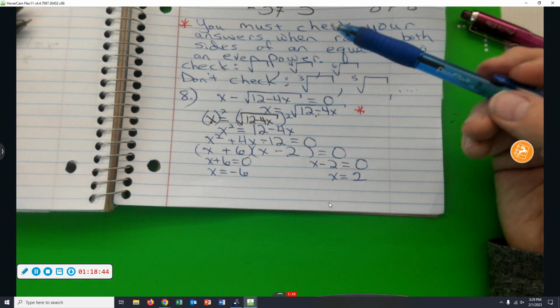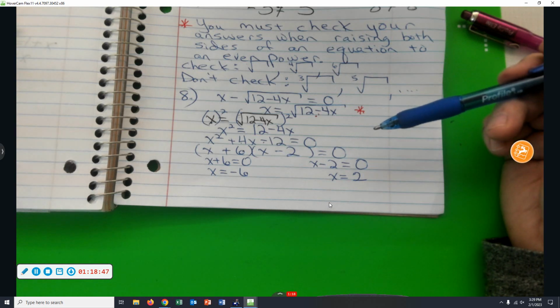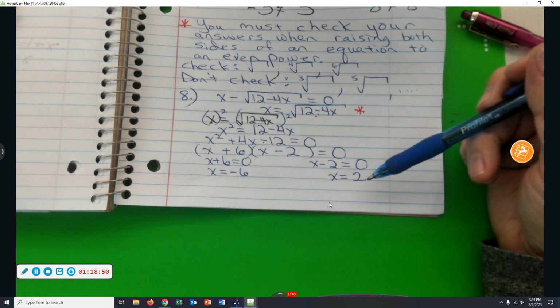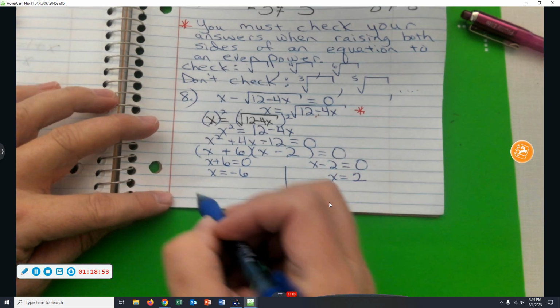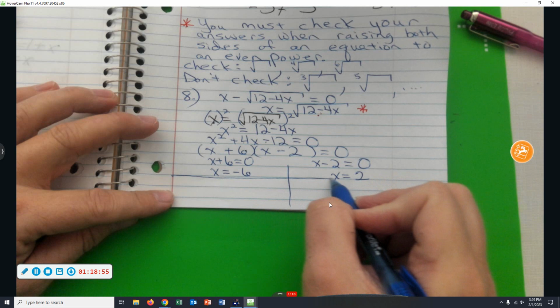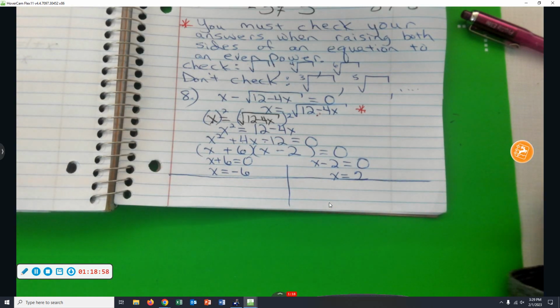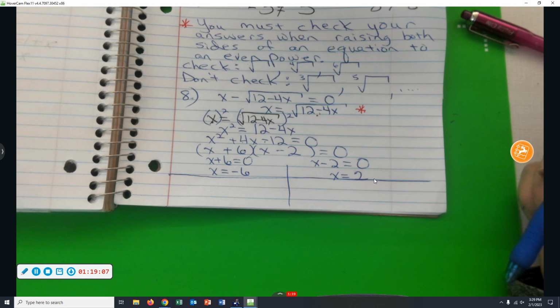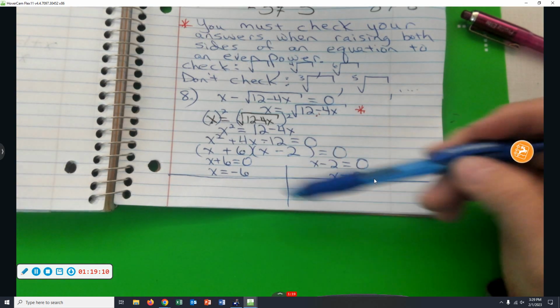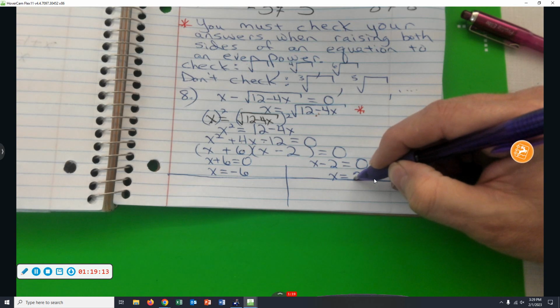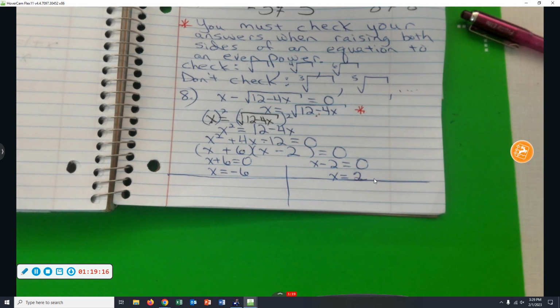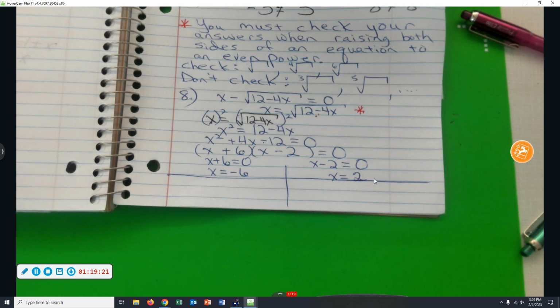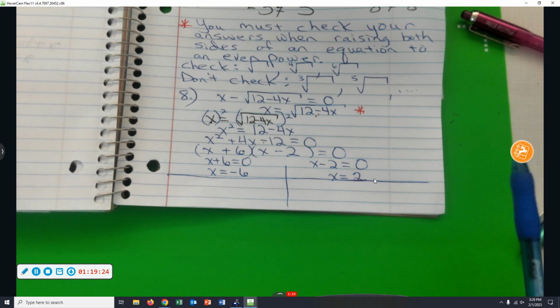But we have to check our answers. Theoretically, both of those numbers might be solutions. Maybe only one of them will be a solution. I will tell you this much: for a square root equation, it is extremely difficult to rig a question that has 2 extraneous solutions. If you get 2 solutions, odds favor that at least one will check. So I'm pretty confident at least one of them is going to check.